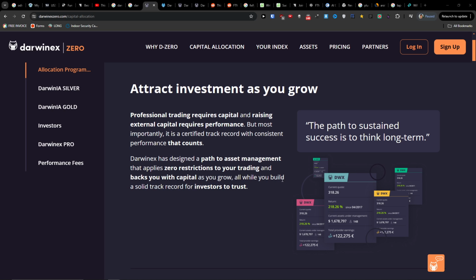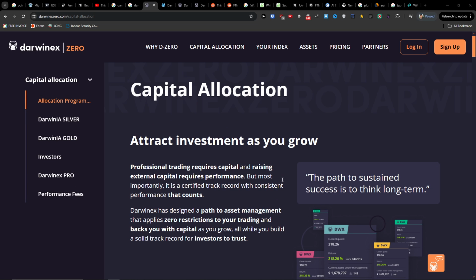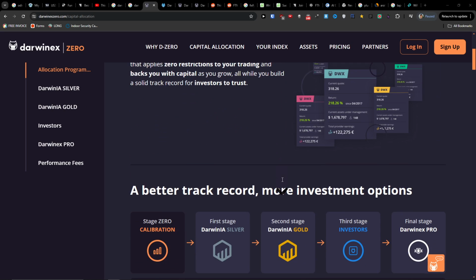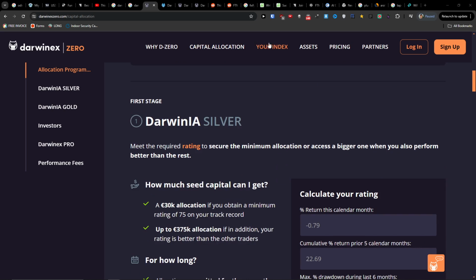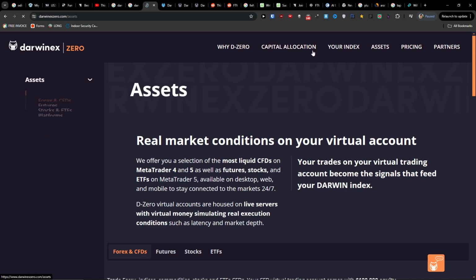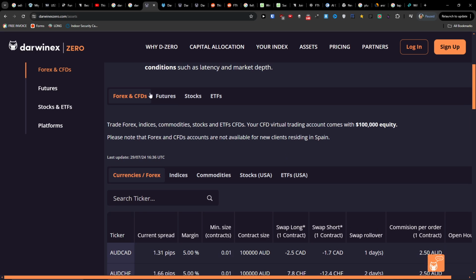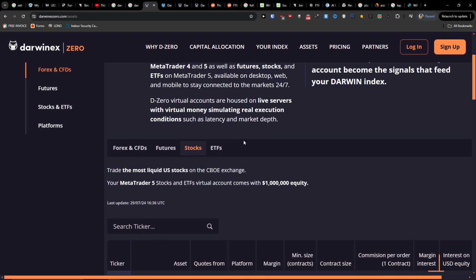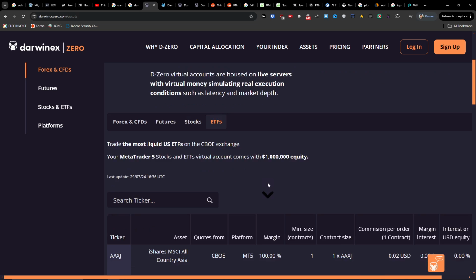And in Zero, you can also trade with futures and cash instruments as well as MT5. So these are just the things that I wanted to share with you. And you can actually see right here what you can trade with the ETFs and stuff like that.